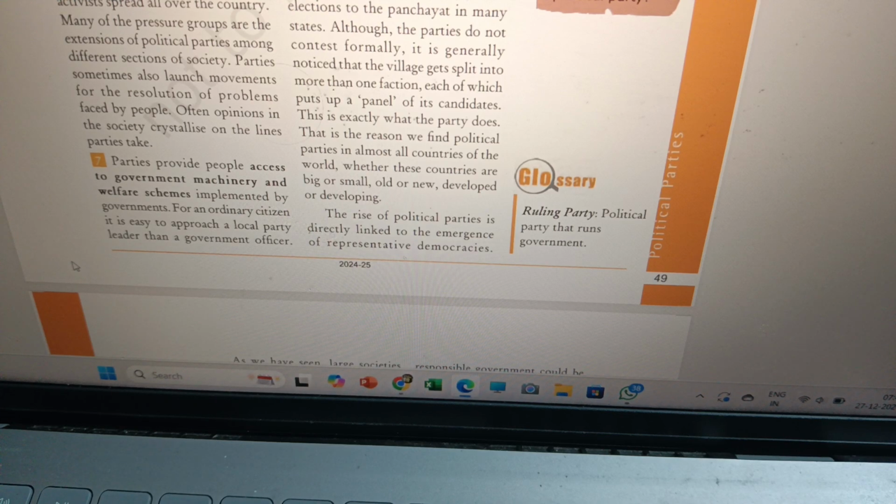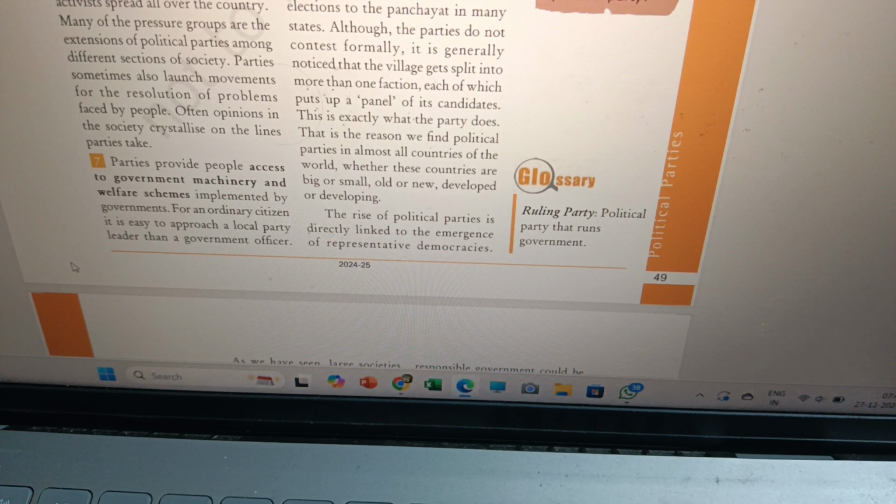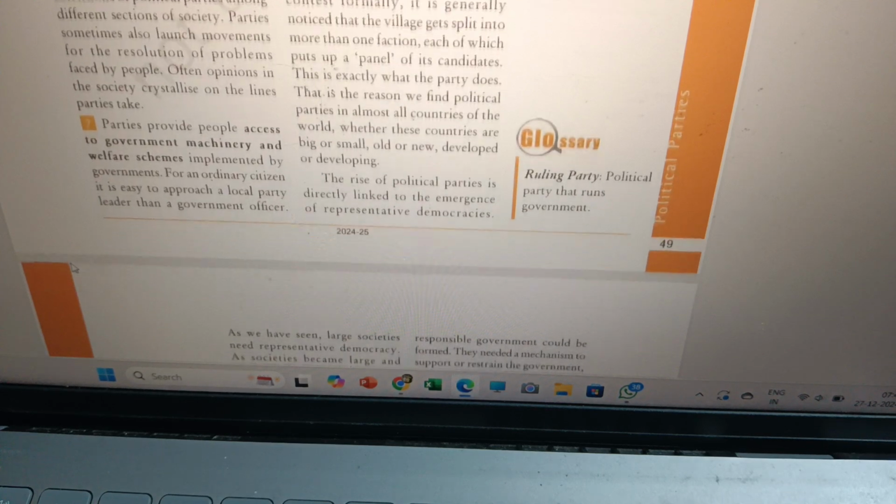influence government. This pressure group topic was in your syllabus earlier. So pressure groups influence government, but they don't want to hold power. That is the difference between pressure groups and political parties. Parties sometimes also launch movements for the resolution of problems faced by people. Especially opposition parties raise the problems and launch movements for their resolution. Often opinions in society crystallize on the lines parties take.